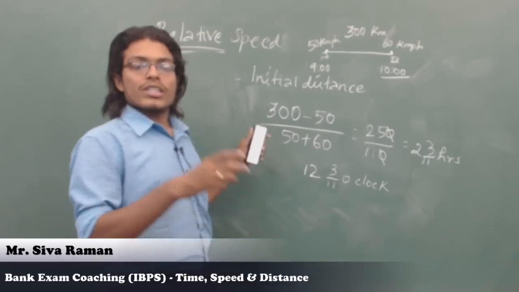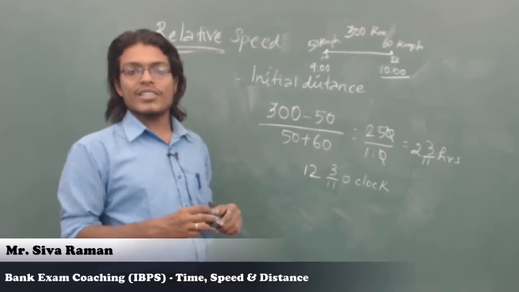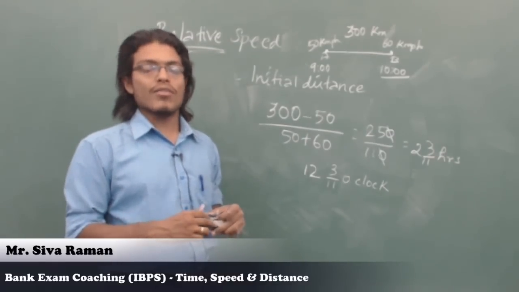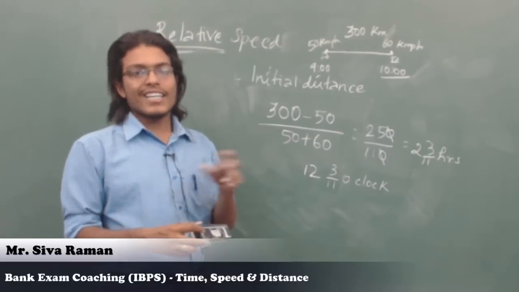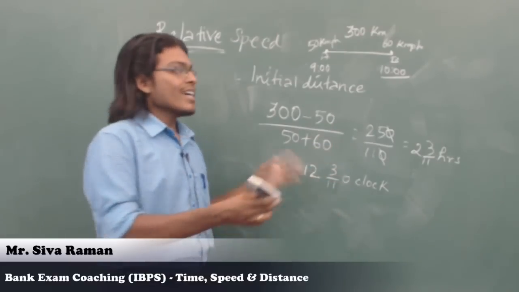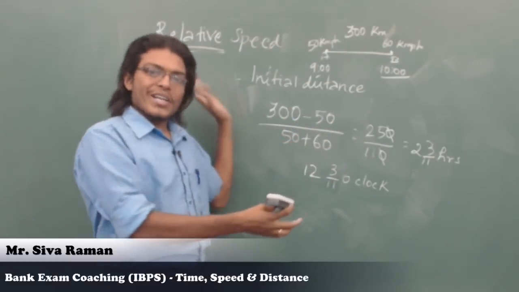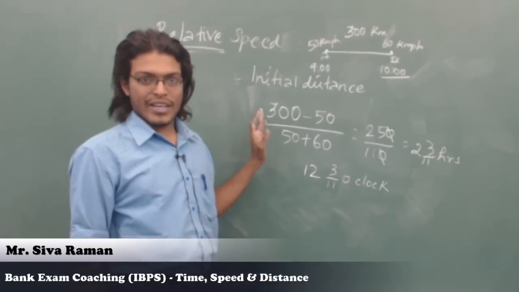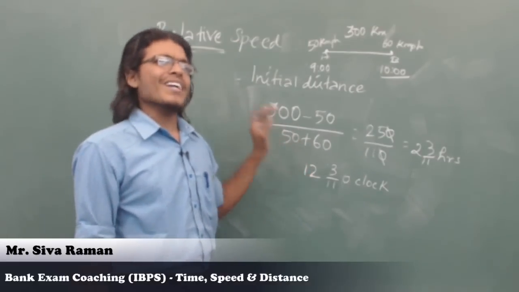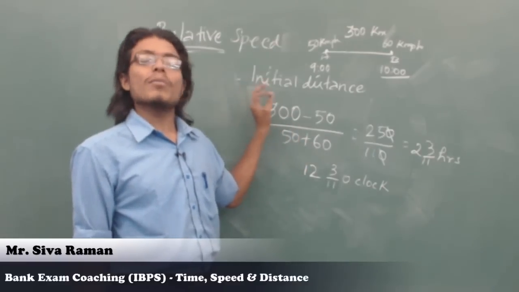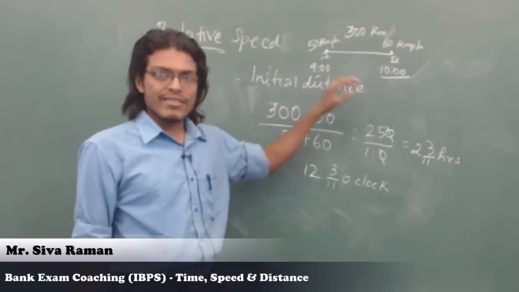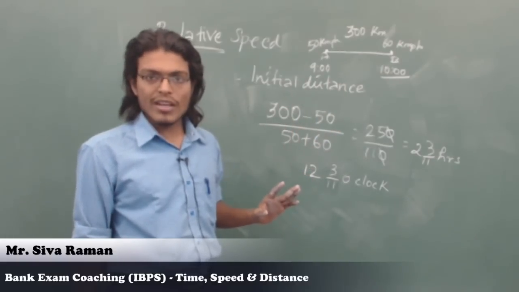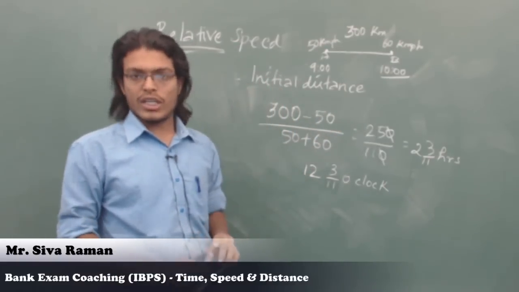We have a query. Is there any shortcut method for average speed without using the formula? Unfortunately, there is no shortcut. To be frank, what I have taught you is the shortcut. You have to be very careful with the units, and most of the time the numbers will be simple and you can easily cancel it. So this is the shortcut.